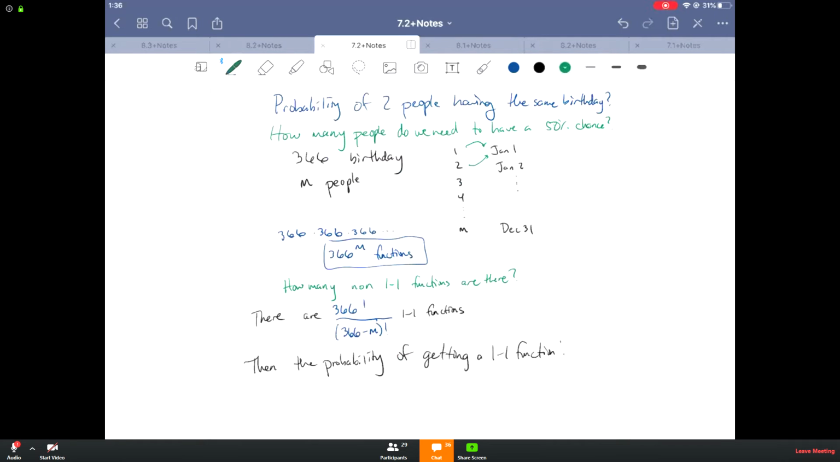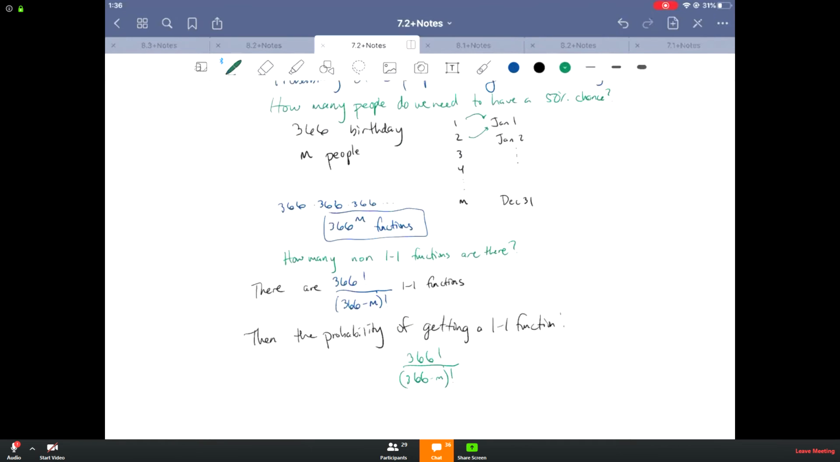The probability of getting a 1-to-1 function: there's that many 1-to-1 functions divided by the total number of functions. So we get 366 factorial divided by 366 minus m factorial, divided by 366 to the m power, which simplified, you got fractions and fractions, which is never nice. But simplified, it's this.